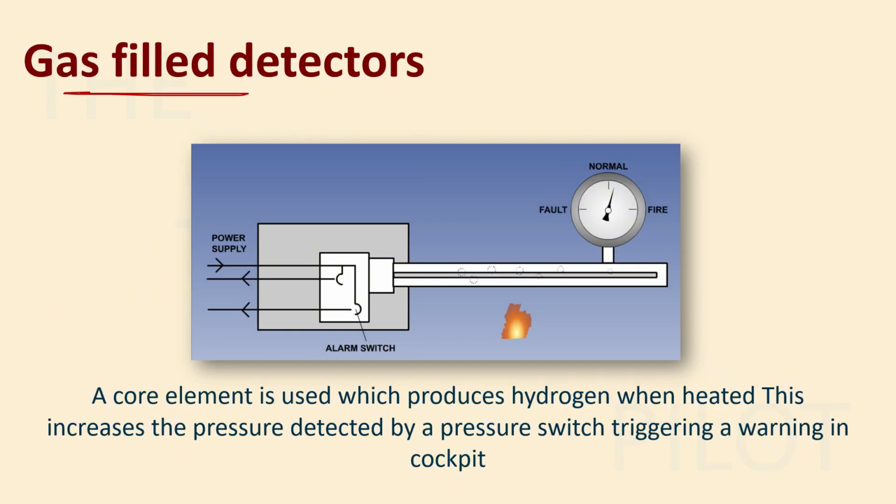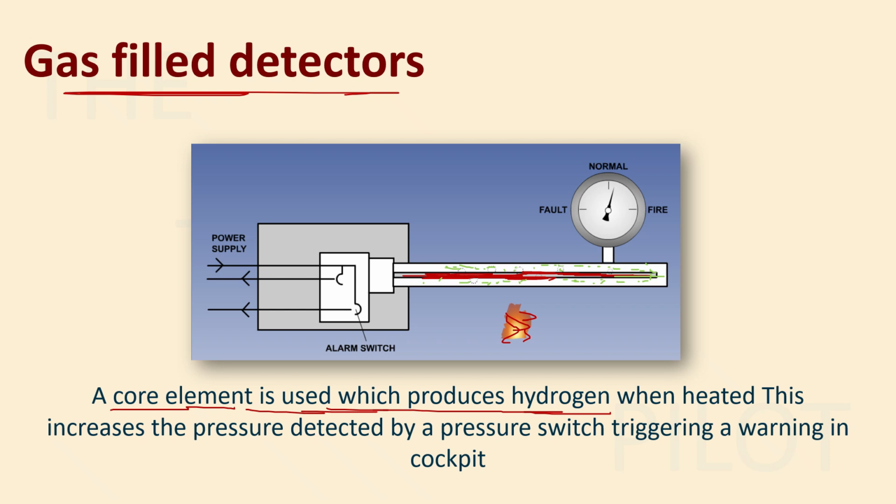Then we have gas filled detectors. These kinds of detectors work with the help of a pressure switch. There is a core element which produces hydrogen. What you're seeing here is a core element, and it is inside a tube. When you apply heat, this core element will start to produce hydrogen gas, and the hydrogen gas produced by this element will fill up this tube.